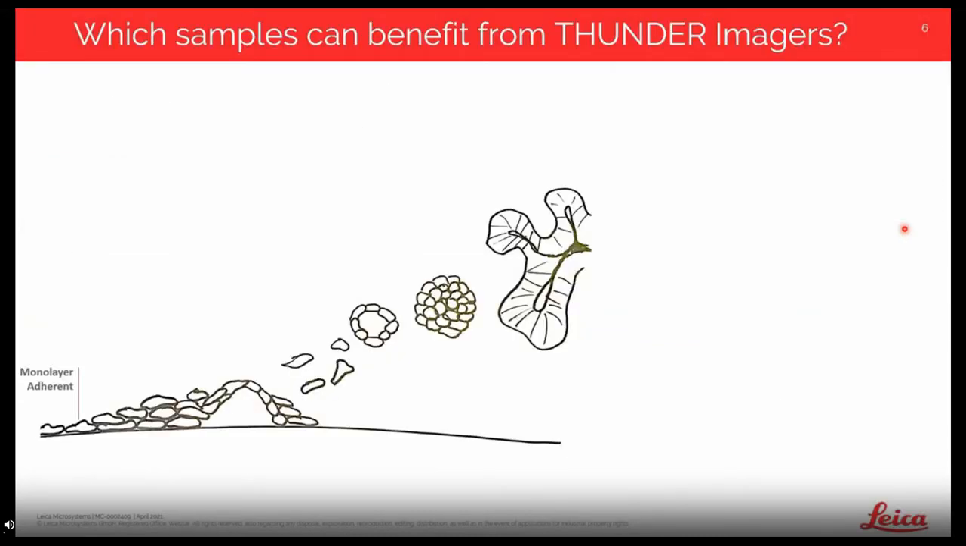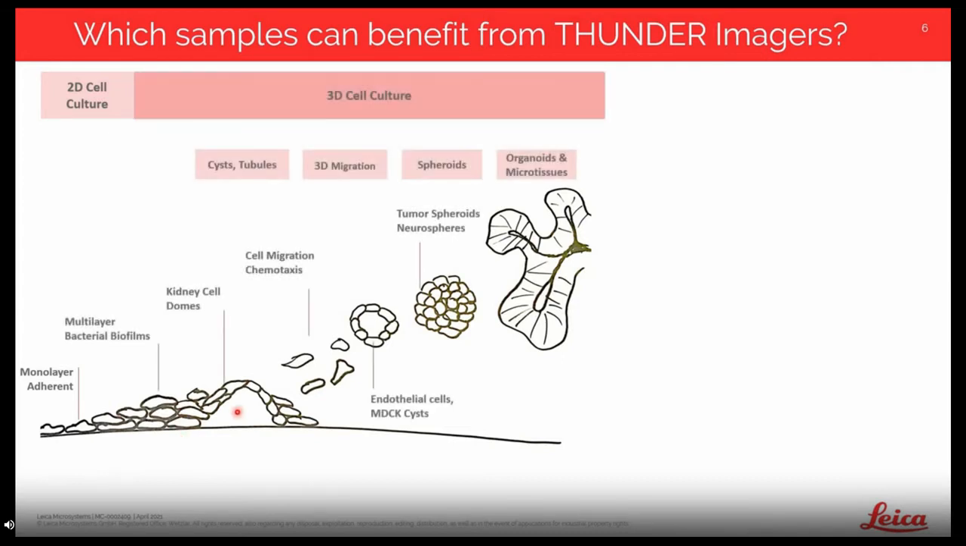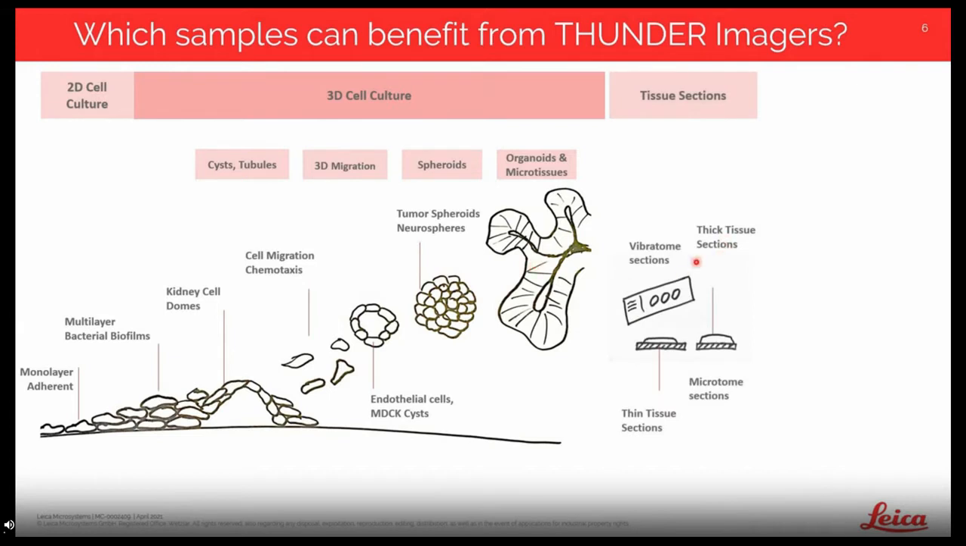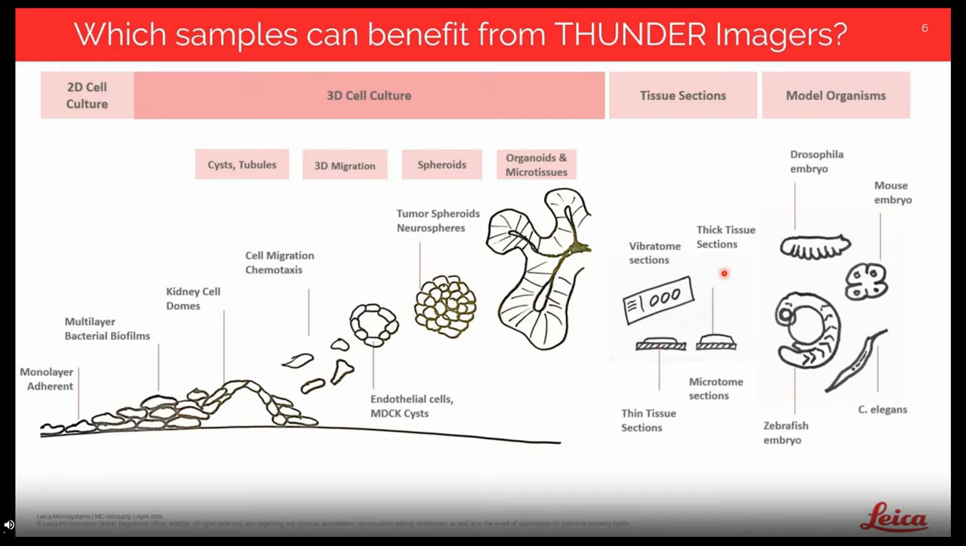So with our Thunder imager, what kind of samples would actually benefit from them? So researchers have always looked at 2D cell cultures. Recently, it's been expanded to 3D cell cultures like spheroids, neurospheres, and even organoids and microtissues. Researchers also look at tissue sections, either through vibratome or microtome or other ways that can result in thin or thick tissue sections. And they also look at whole model organisms, things like Drosophila, mouse embryos, zebrafish, and C. elegans.